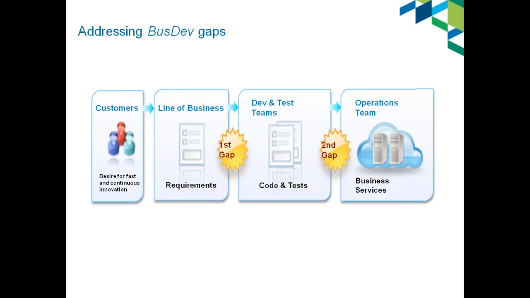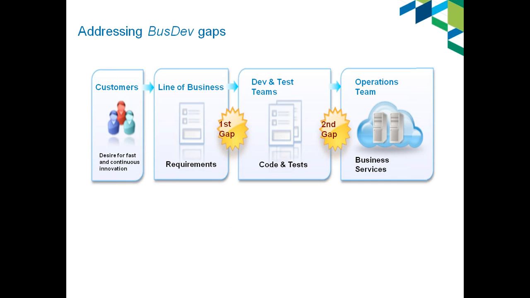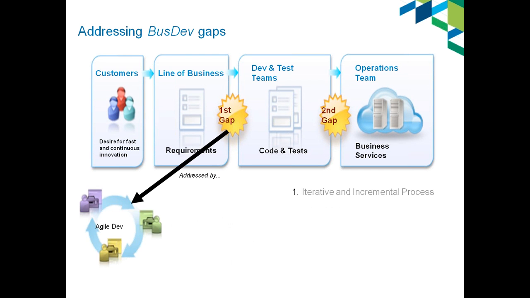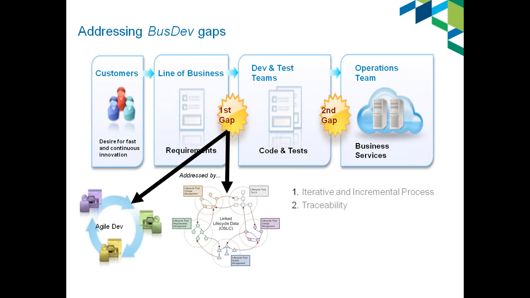Now, trying to address these two gaps between the line of business and development, and operations, we've done a pretty good job on the first gap. If you think about ways that we've solved that particular problem, we've introduced techniques of agile development that have drawn line of business users into the development teams.